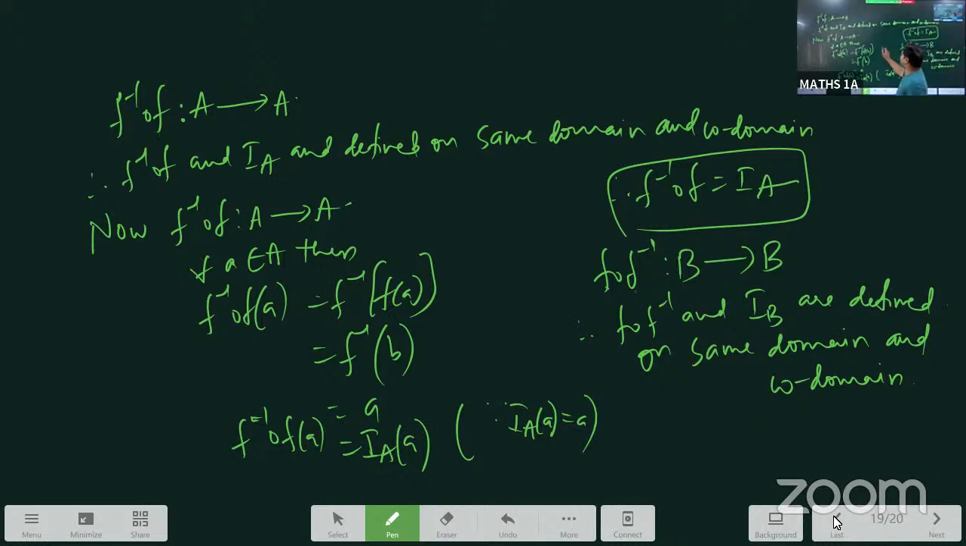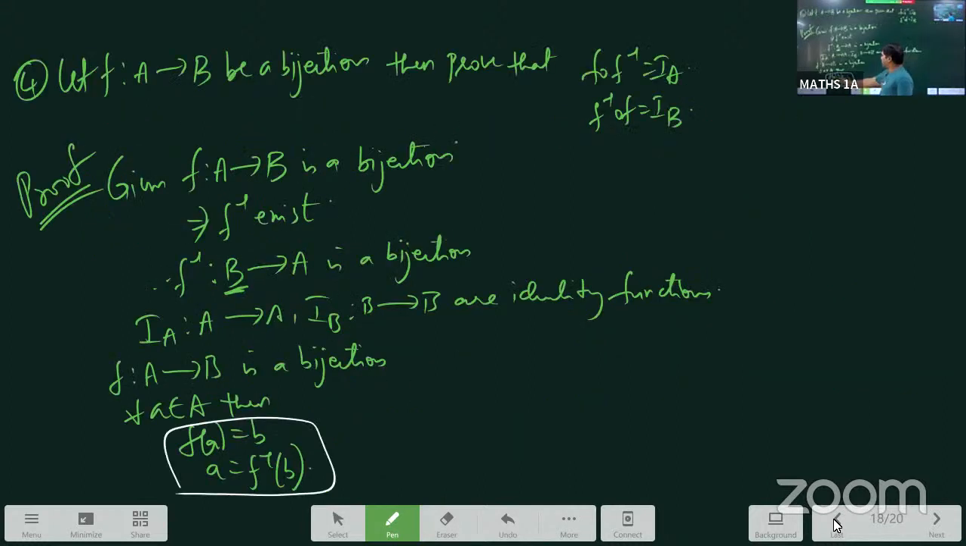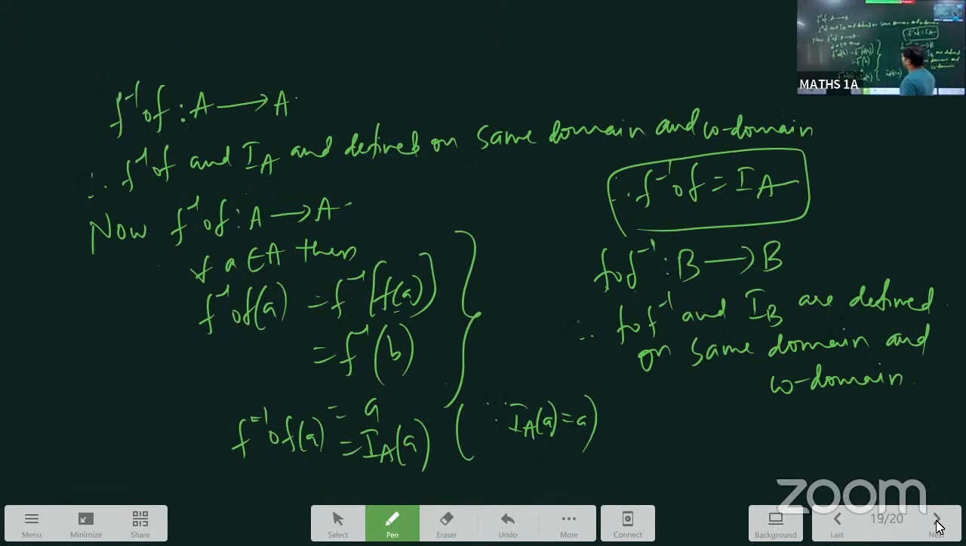See this simplification properly. F inverse circle F of a is F inverse of F of a. What is F of a? It is b. How? F is a mapping from A to B, so F of a is b. Is it clear? And F inverse of b is again a, because F of a equal to b, then a is equal to F inverse of b, since the inverse function exists because it is a bijection. It's given in the statement itself. Is it clear?